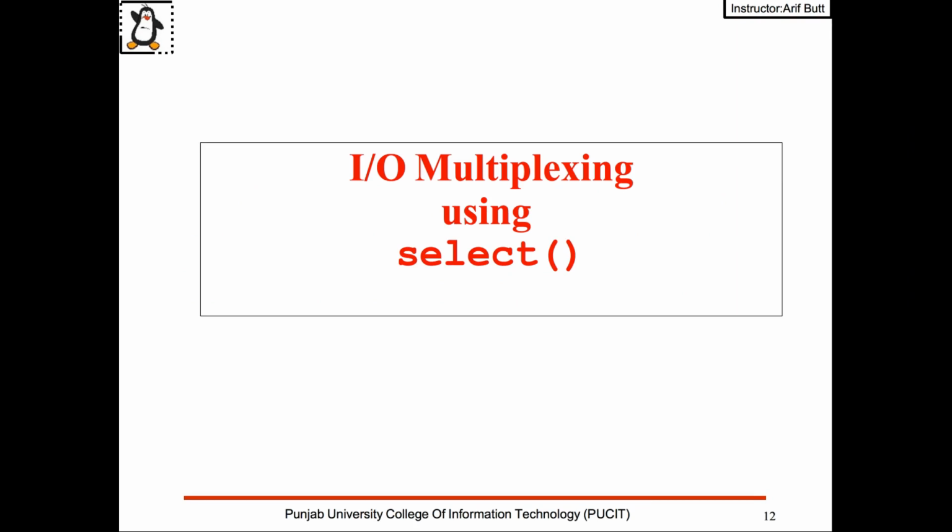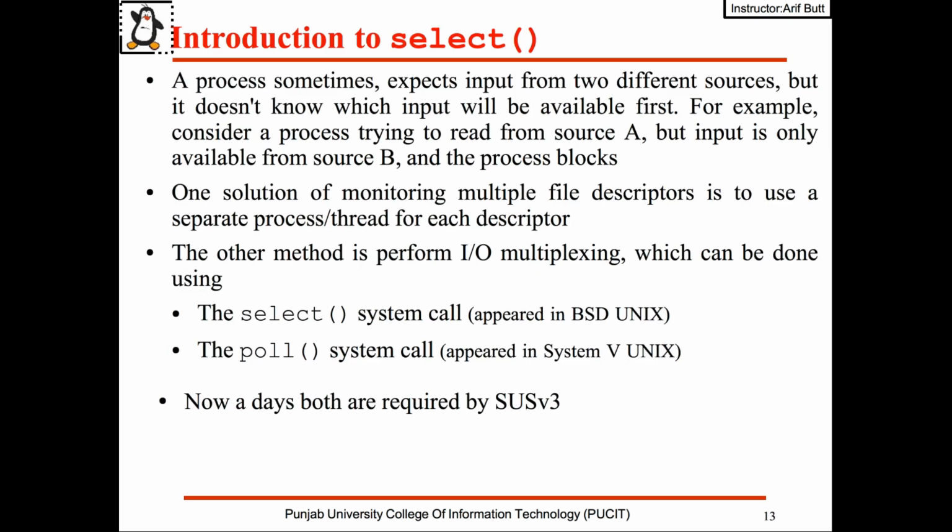Right, dear students, we have not studied this call in this course previously, so let me quickly touch upon some important aspects of this system call so that we can use it for writing our concurrent echo server. Well, dear students, a process sometimes expects input from 2 different sources, but it doesn't know which input will be available first. For example, consider a process trying to read from source A, but input is only available from source B and the process blocks.